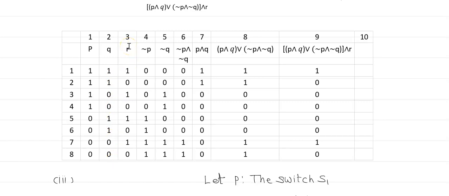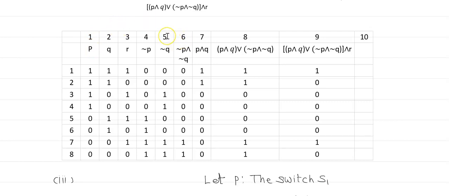For R, we take 1, 0, 1, 0, 1, 0, just like T, F, T, F in this way. And their negation, that is the negation of P. Negation of 1 is 0 and negation of 0 is 1. In this way, we perform column number 4, that is 0, 0, 0, 0, 1, 1, 1, 1. It is a negation of column number 1.